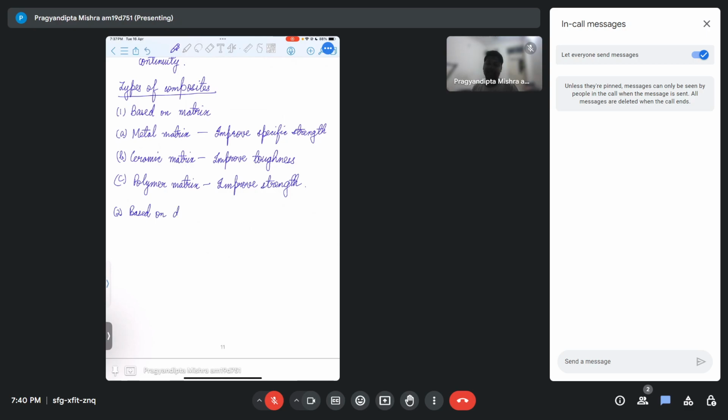Or we can have short fibers. Instead of particles, now you have short fibers or whiskers. And finally, you can also have laminate. So you can have a layer, a laminate layer kind of composite. So these are the various types of composites.